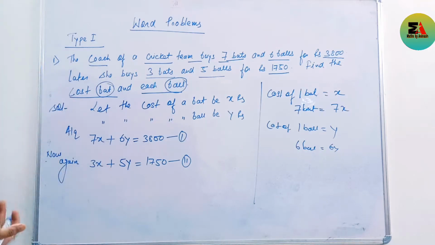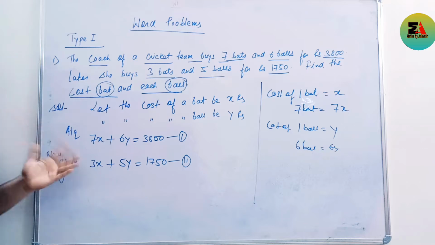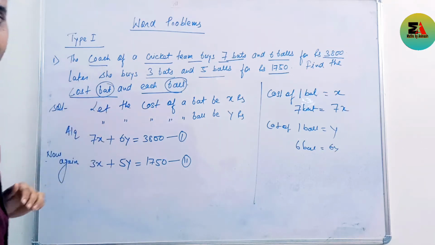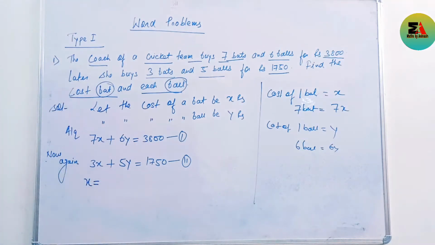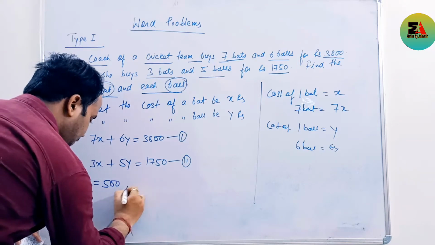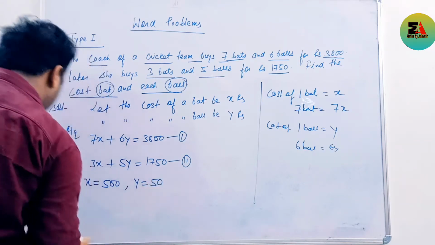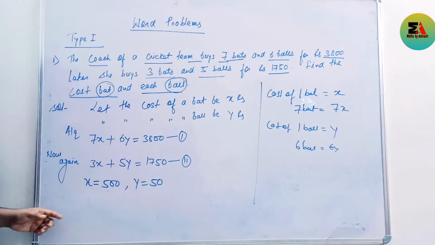And you know how we solve these equations. Many methods we learned: elimination method, cross multiplication method, substitution method. After solving, you get the value of X as 500 and the value of Y as 50. It means the cost of a bat is 500 rupees and the cost of a ball is 50 rupees. I hope this one is clear to you.